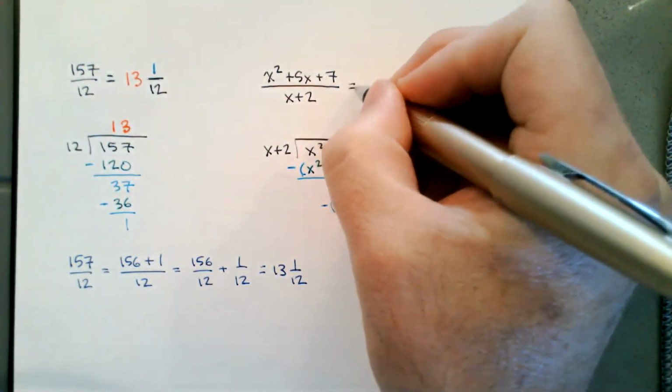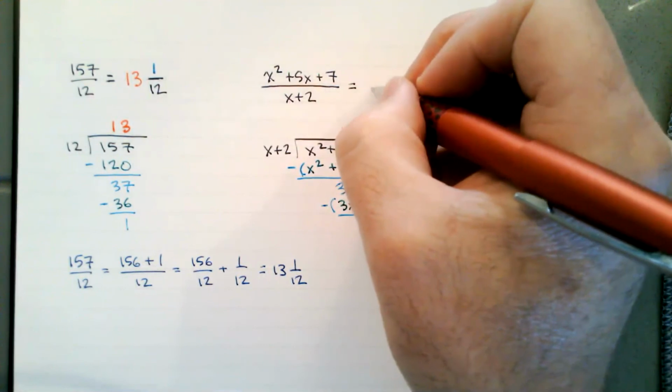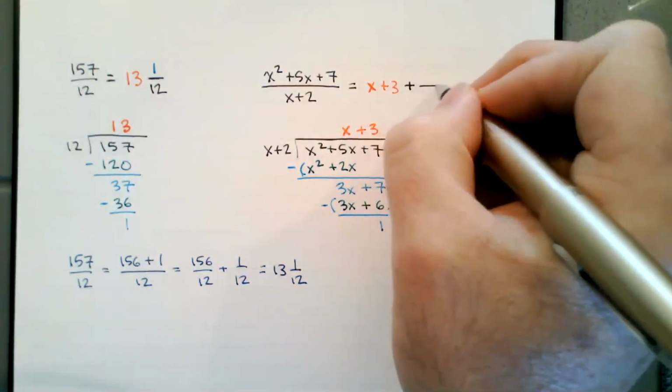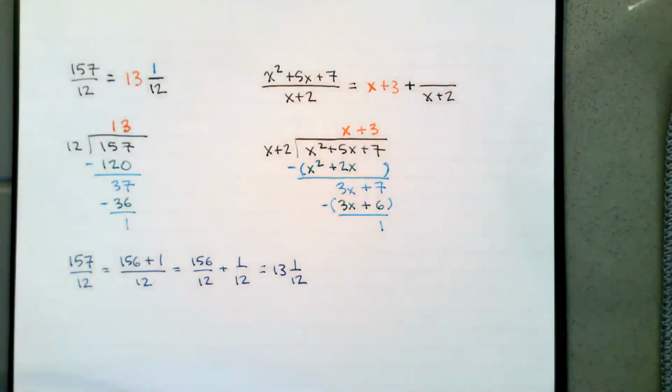So when I go to write 157 divided by 12, I write my 13 as a whole number. And then I have a fraction where I take the remainder over the divisor. Or is that the dividend? I can't remember what the denominator is called. I just use the denominator. I put the remainder over the denominator. So in the same way that 157 over 12 is 13 and 1/12, x squared plus 5x plus 7 divided by x plus 2 is x plus 3, the whole number part, plus the fraction 1 over x plus 2.